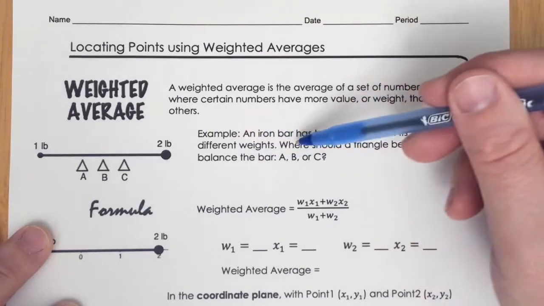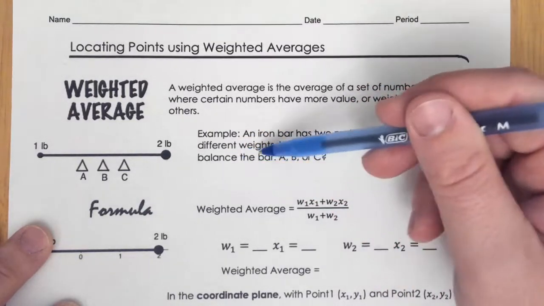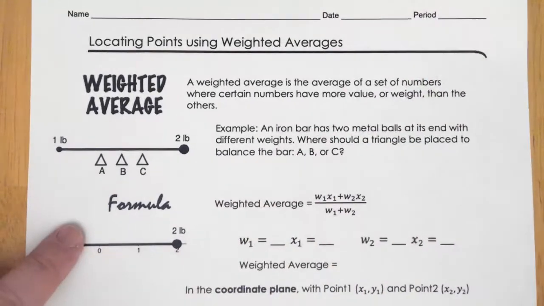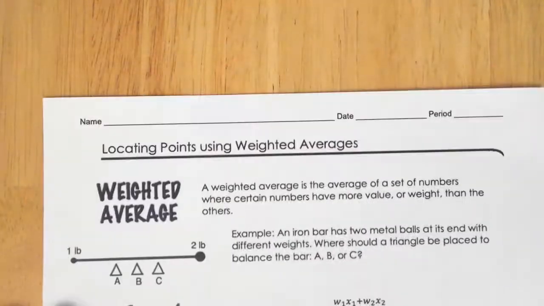At its ends with different weights. Where should the triangle be placed to keep this balanced? So to keep this balanced, where would the weight have to be? So I'll just go like this right here.